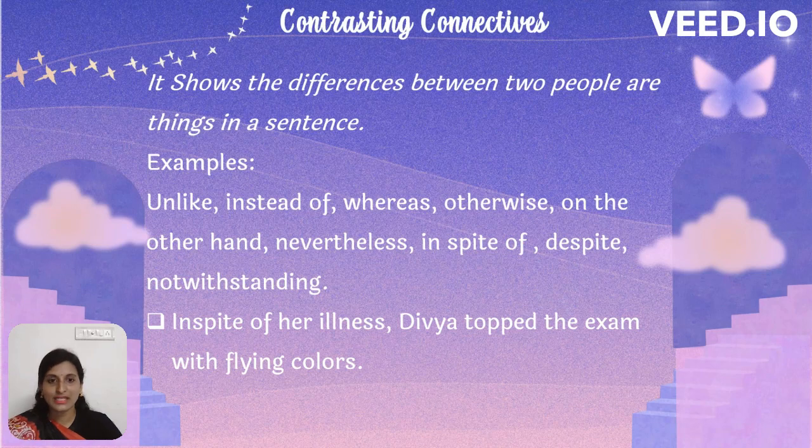Let us go through the example that I have listed over here. In spite of her illness, Divya topped the exam with flying colors. Here, the two ideas, Divya's illness, and irrespective of her illness, she topped the examination, are quite contrary to each other. This phrase, in spite of, is acting as a connector that shows the contrasting features of the two different ideas.